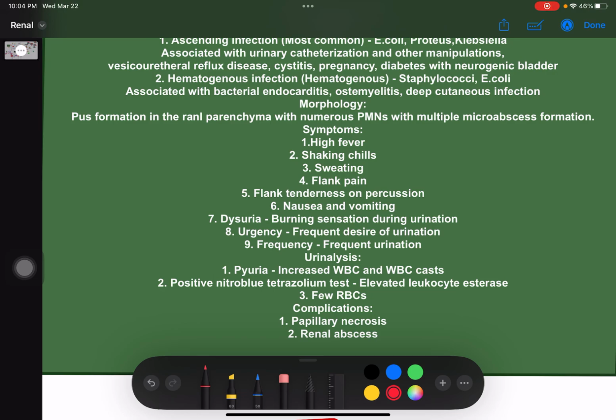Symptoms include regular bacterial infection symptoms, which are a high fever, shaking, chills, sweating, flank pain due to the kidney injury, and flank tenderness on percussion.